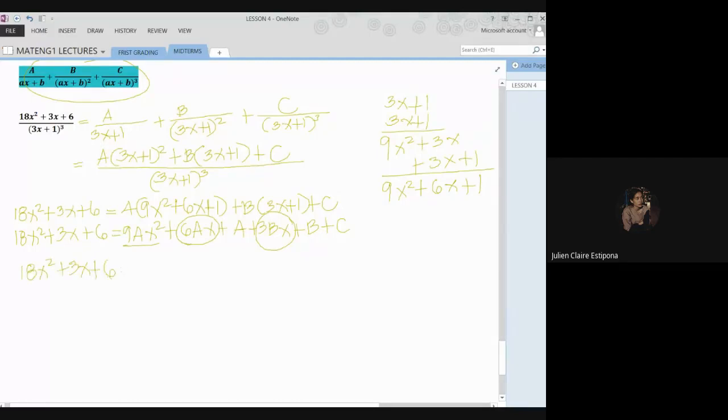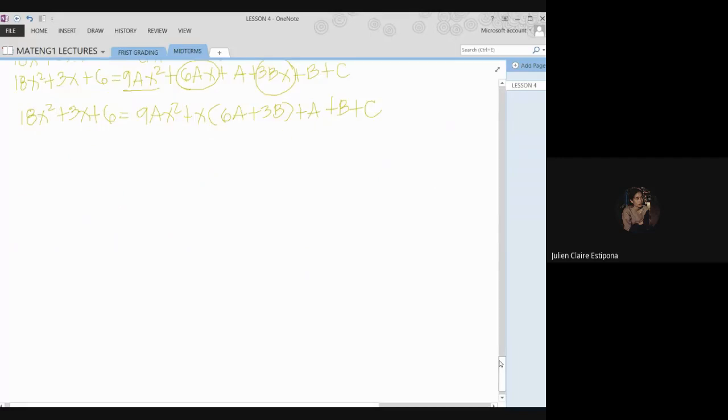18x squared plus 3x plus 6 is equal to 9ax squared plus, what is common to that one, that is x, multiplied by 6a plus 3b. And then we just copy the constants, which are a plus b plus c. Now we get the coefficients again of the variables x squared, x, and the constant c.